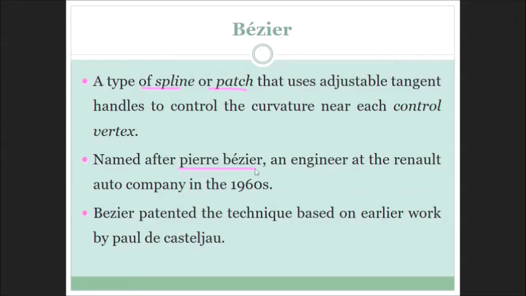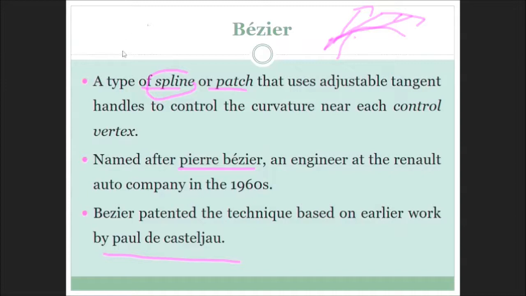This is named after Pierre Bezier, an engineer at the Renault Auto Company in the 1960s. So Bezier patented this technique based on earlier work by this gentleman Paul. So again, let me reiterate it. This is a type of spline that uses adjustable tangent handles, right? You know tangent? This is the tangent. So it uses this adjustable tangent handles to control the curvature near each control vertex, right?